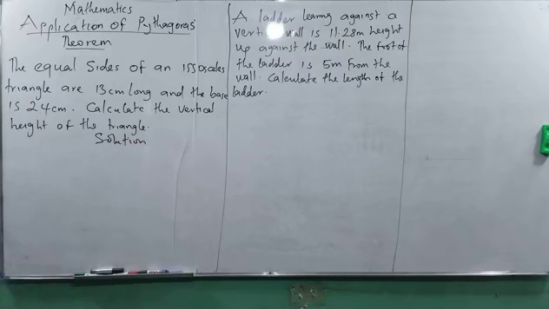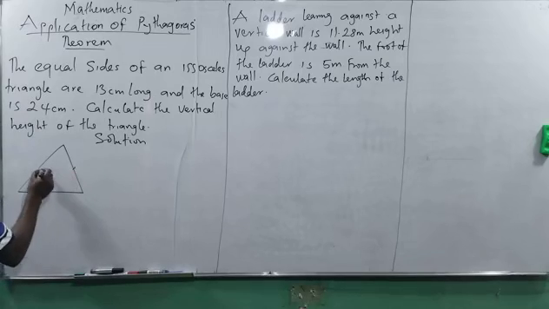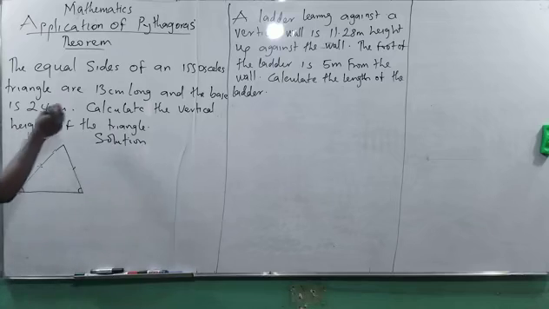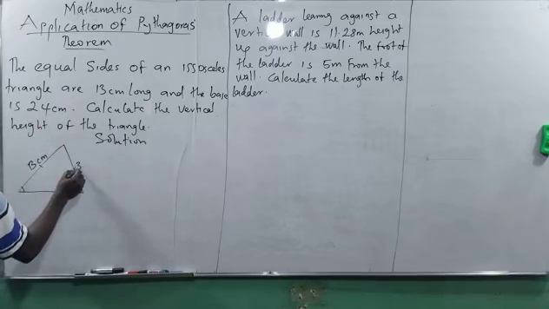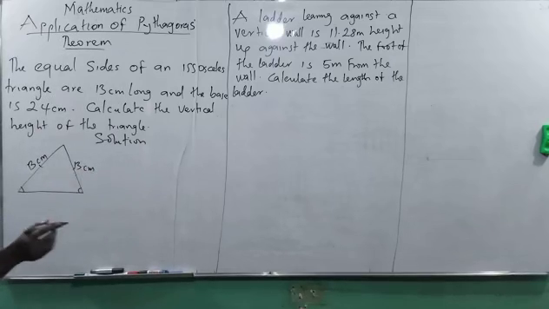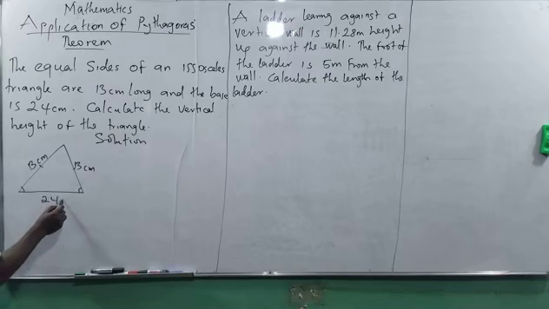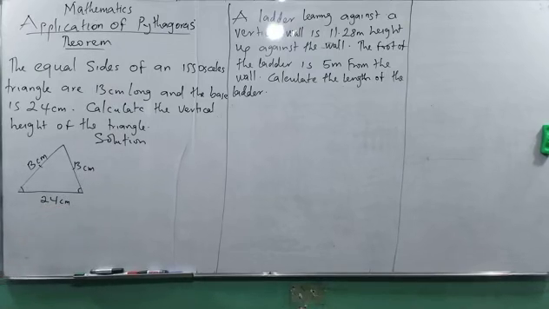Now, this is an isosceles triangle. It lets us know that this side is equal to this side, and the angles are also equal. This is called an isosceles triangle. And the man said that this side is going to be 13 centimeters, here will be 13 centimeters, they are equal. And the base is 24 centimeters. You are now asked to calculate the vertical height.